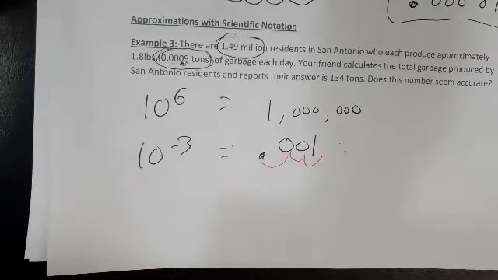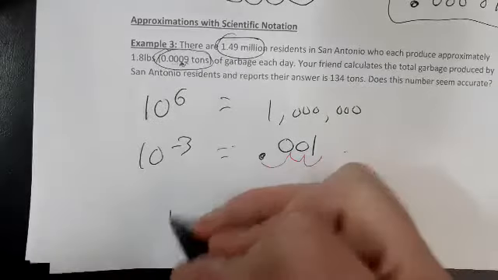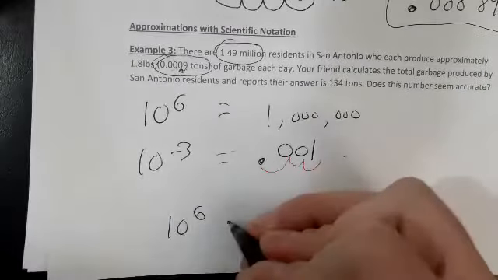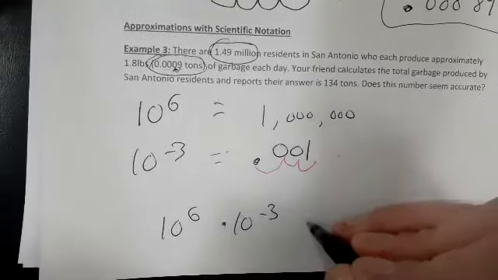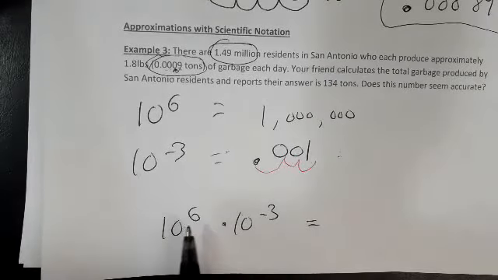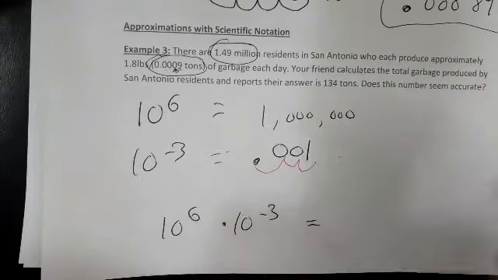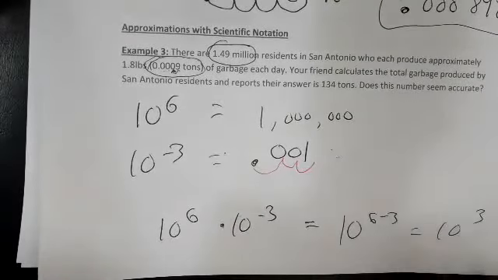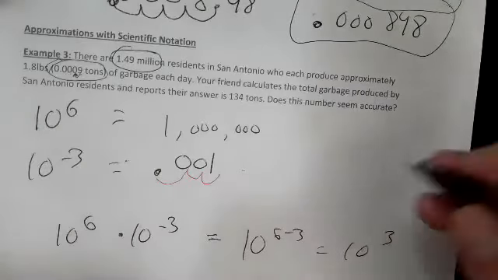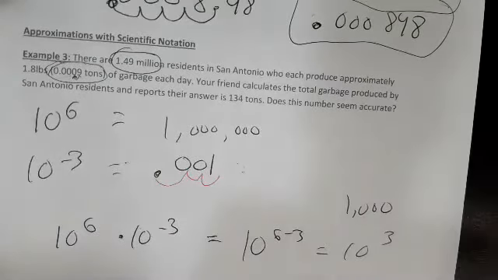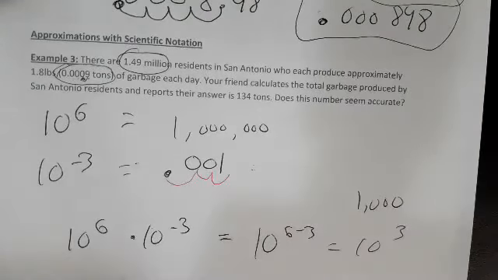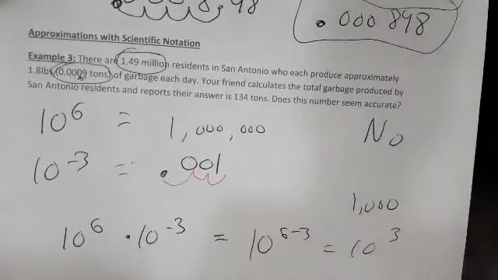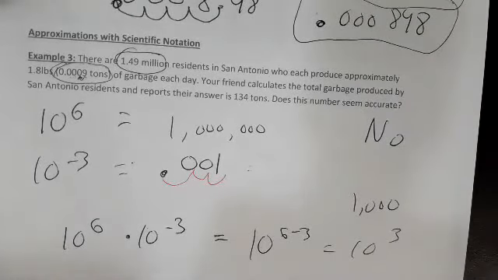And I think I mentioned it before, but if I have 10 to the 6, the rule here is that we can add these exponents. So minus 10 to the 3rd. And so his answer should be in 10 to the 3rd, or it should be in thousands, and he's getting something that is in the hundreds. And so does this number seem accurate? No, it does not seem accurate. He should be getting something in the thousands.